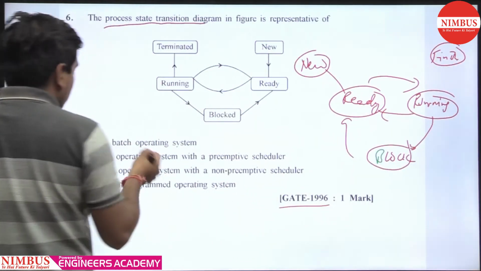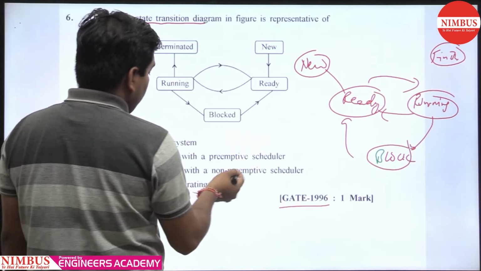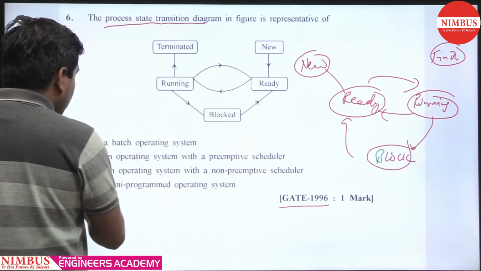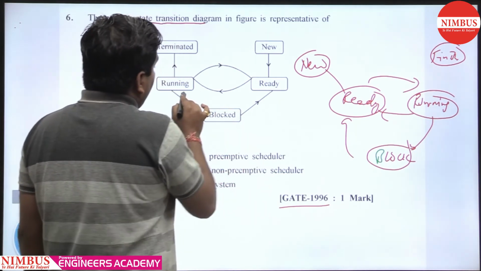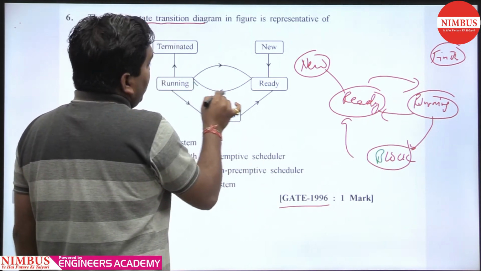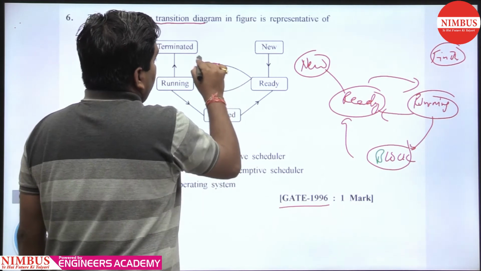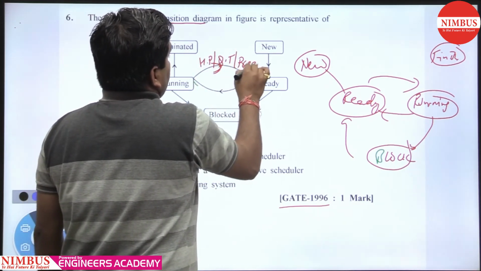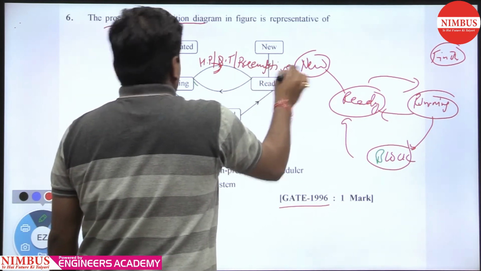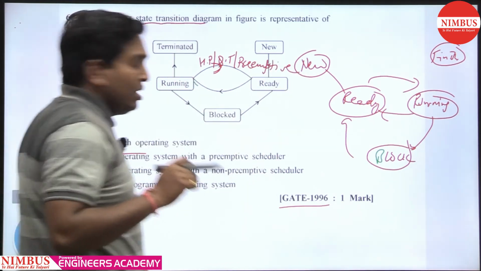A process in a batch operating system, OS with preemptive scheduling, non-preemptive is wrong, uniprogrammed. So the answer is preemptive scheduling. Why is it preemptive? Because when the process moves from running to ready, it shows a high priority process comes, or the quantum time expires, or when the process nature is preemptive. So the answer is the process uses a preemptive scheduling algorithm.